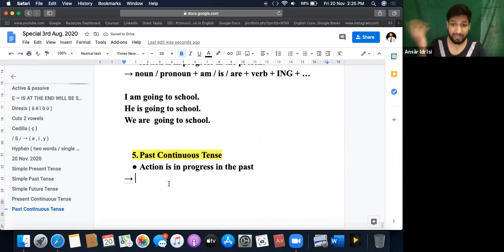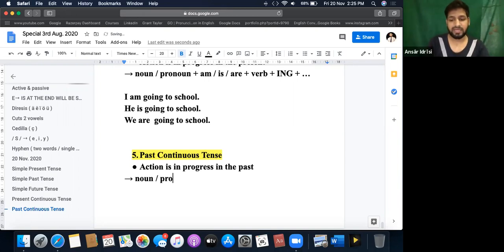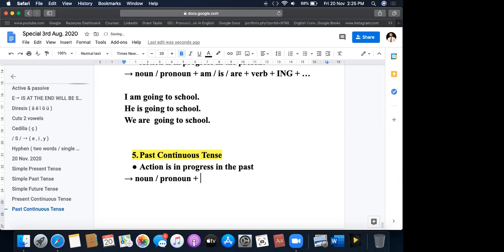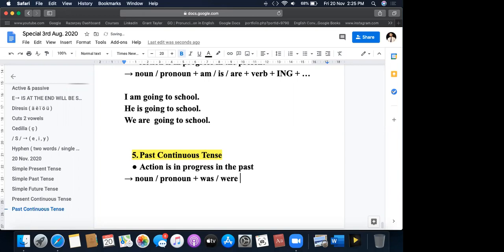For example, I was sleeping. I was going. I was coming. I was riding. I was having lunch. So this is exactly an action in progress in the past. Past action progress में था. Next one is what? Noun or pronoun, was, were. Noun plus was for singular and were for plural, plus verb plus ing.